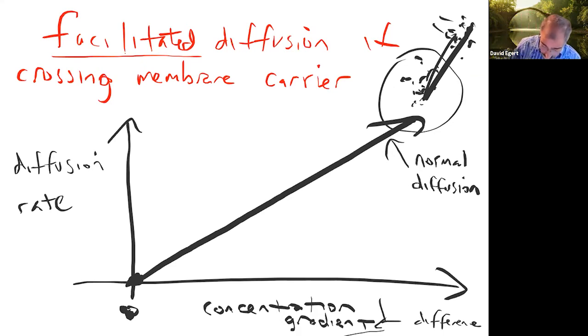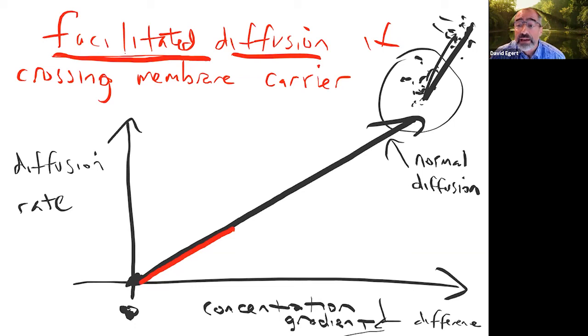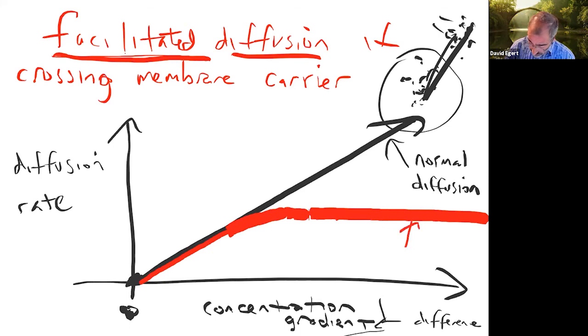However, if we're doing facilitated diffusion where we're using carriers, it starts like that. But at some point you hit that maximum rate, like where the revolving door is working as fast as it can. And there's some Vmax here. So this is facilitated diffusion.